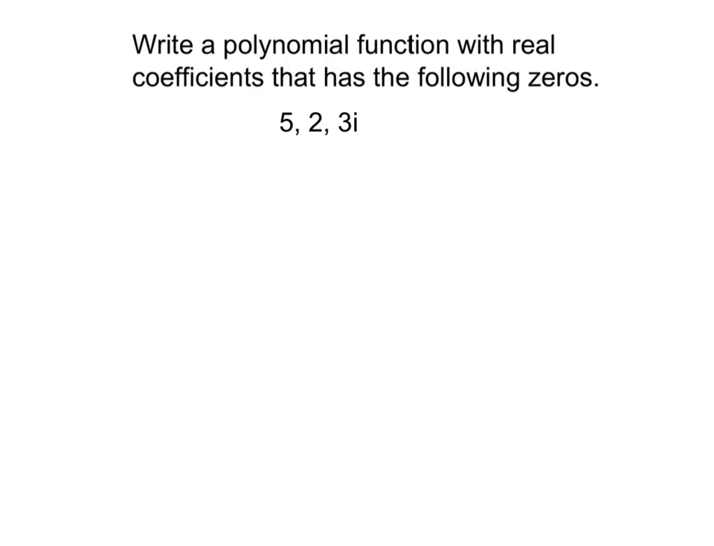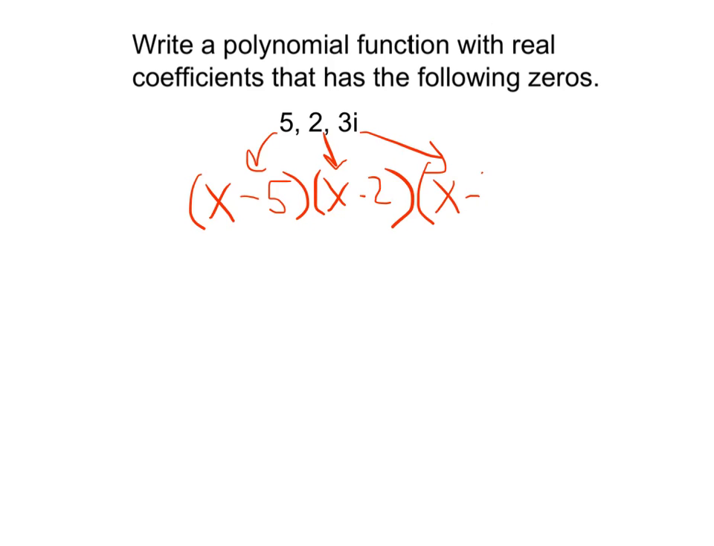So I'm going to extend that previous question to say, write a polynomial function with real coefficients that has the following zeros. So you have the 5, which is going to give us the factor of x minus 5. 2 is going to give us a factor of x minus 2. 3i is going to give us a factor of x minus 3i. But as we said before, I have a complex solution, so the conjugate is also a solution. So I know there's another zero that they're not telling me that must be negative 3i, the conjugate of positive 3i, and that would give me a factor of x plus 3i.